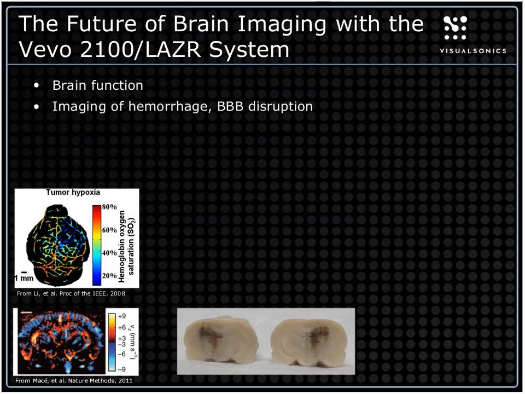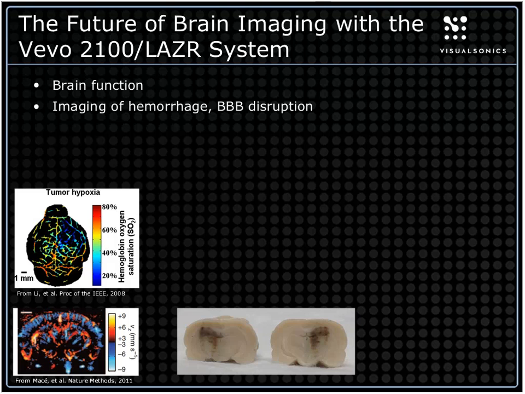There's also being able to image hemorrhages, blood-brain barrier disruption, this kind of thing. This was some work done with Richard Price and Kelsey Timby at the University of Virginia, where they're actually using focused high-intensity ultrasound to disrupt the blood-brain barrier in very, very specific locations. And this is one of the brains they sent me here.